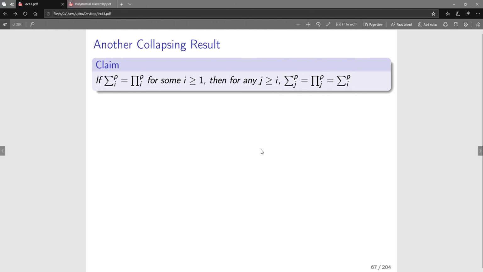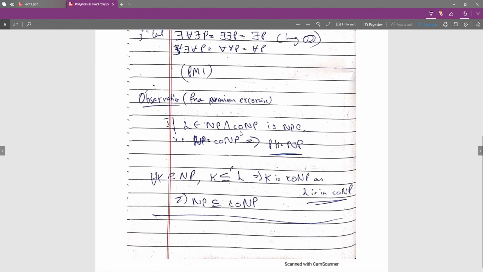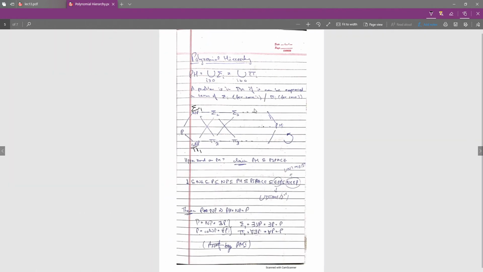What it's trying to say is that if at a certain level, let's say this level, these two become equal, then everything beyond this will collapse to this level. Sigma_3 will be equal to sigma_4 equal to sigma_5, equal to pi_3 equal to pi_4, and so on. There will be no level next to this. This will be the final one.